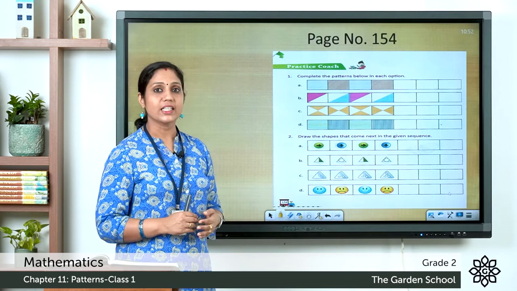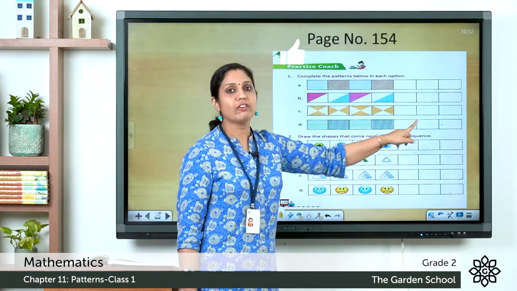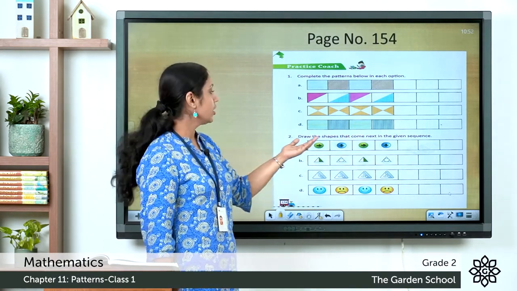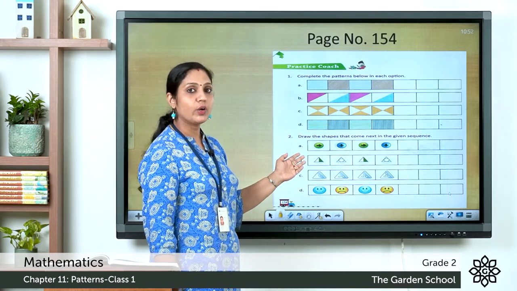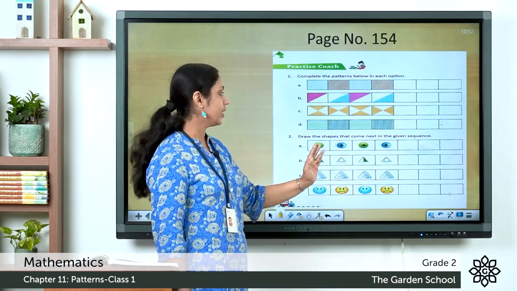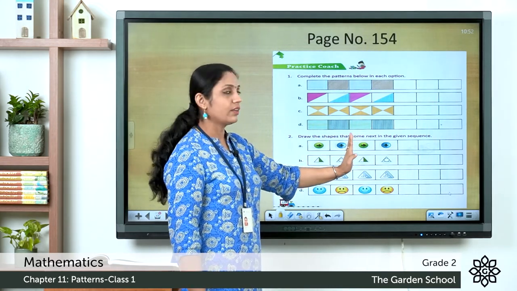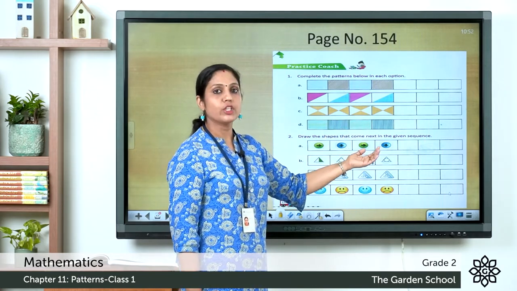Let's have a look at the second question. Draw the shapes that come next in the given sequence. So here we have to complete by drawing the shapes. In the first picture you can see, in a circle an arrow is given, and the arrow is pointing to the right side. Again the arrow is pointing downwards. In the third picture, the arrow is pointing to the right side. The fourth one is pointing downwards.